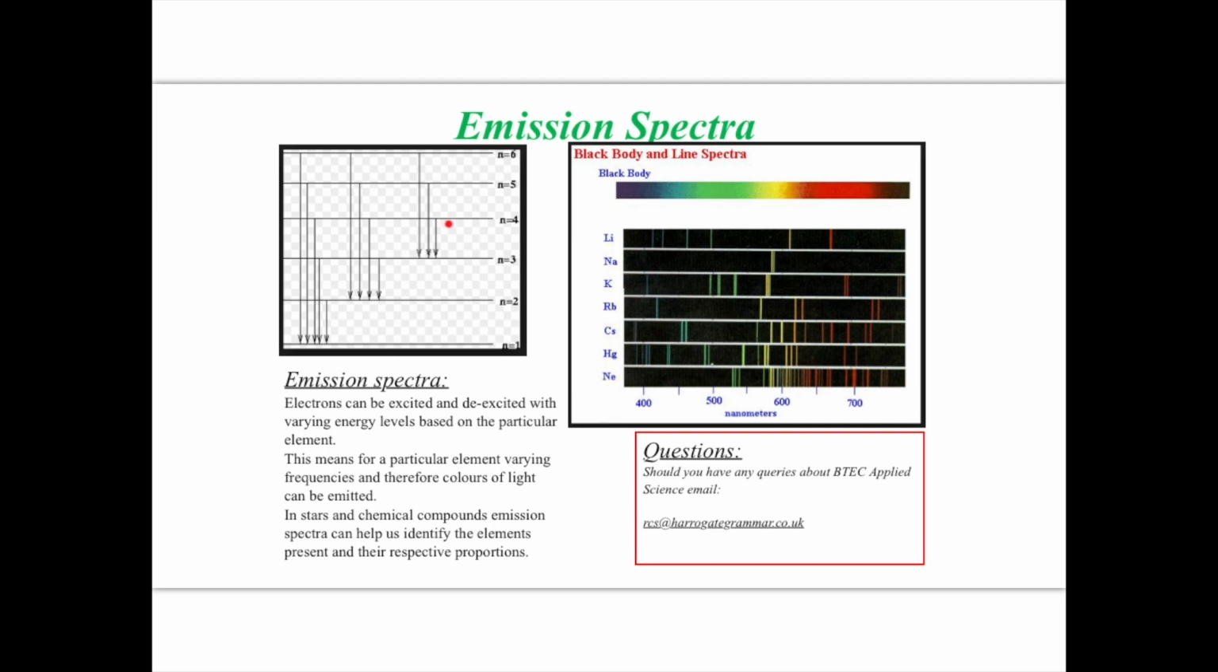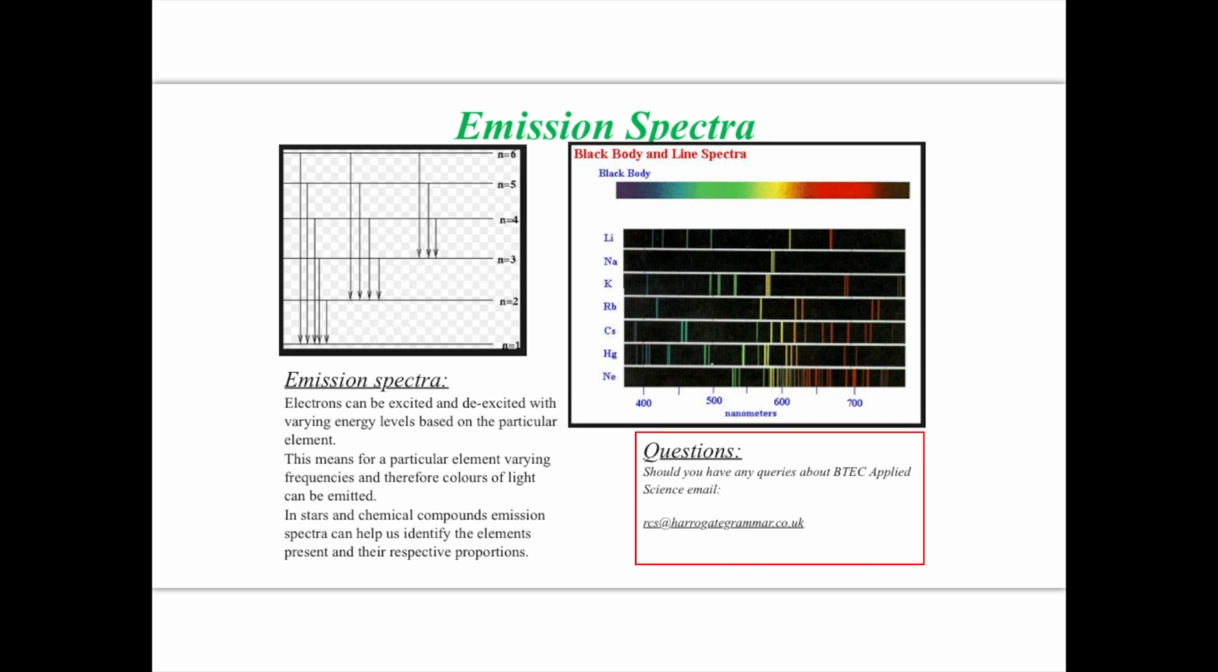So as we move from n equals 4 to n equals 3, we have a lower energy of light, so we'd have a lower frequency being emitted, something more like red light. Whereas if we went from n equals 6 to n equals 1, that's a large change in energy, so the light that's emitted will have a high frequency and therefore will be more likely violet light.